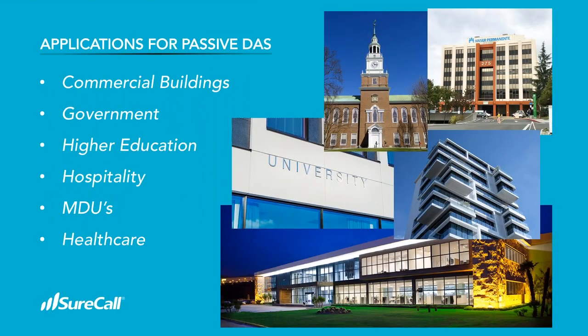So applications for passive DAS. Obviously commercial buildings. In the graphic that Ian just showed, with the square footages up to a few hundred thousand square feet and below, over 80 to 90% of the buildings in the country are really a good solution for passive DAS. And that comes in all types and various shapes and sizes, whether it be office spaces, warehouses, or data centers.